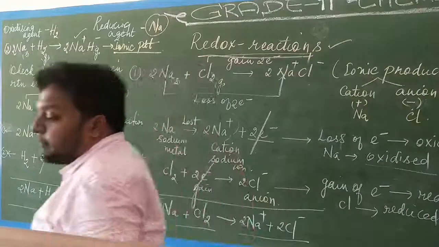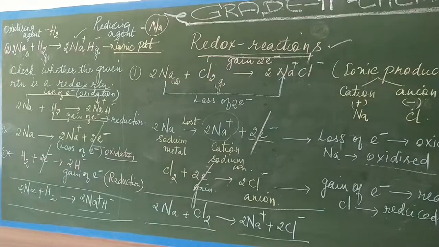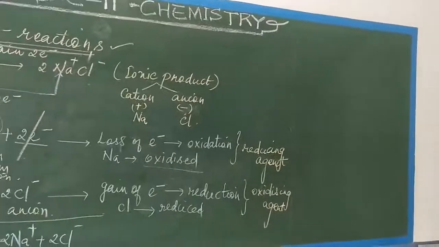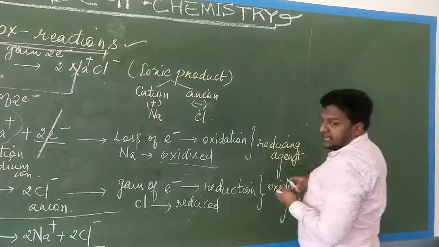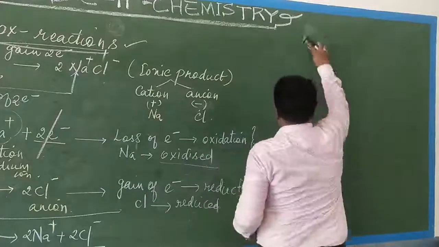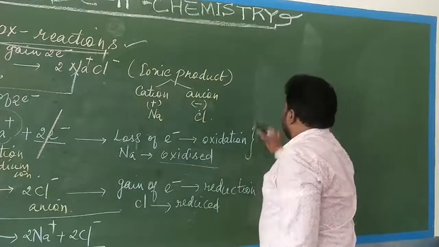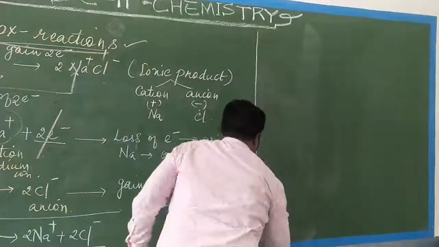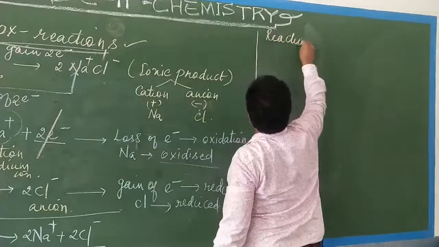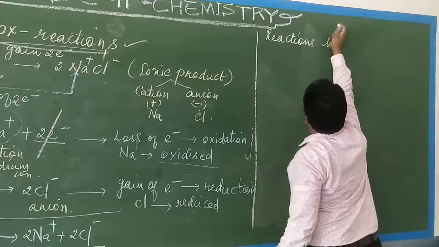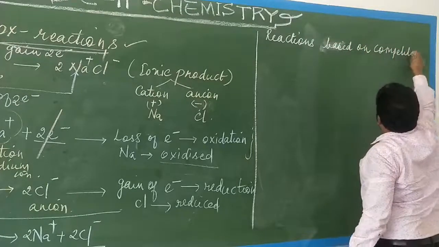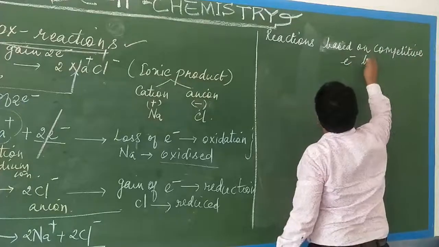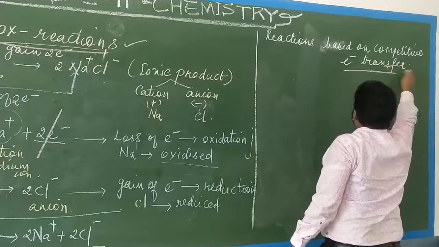Now we have to go for the next topic. What is the next topic we have? Competitive electron transfer reactions. The next one which we have is competitive electron transfer reactions. We will see it now. Reactions based on competitive electron transfer. This is a very important concept.